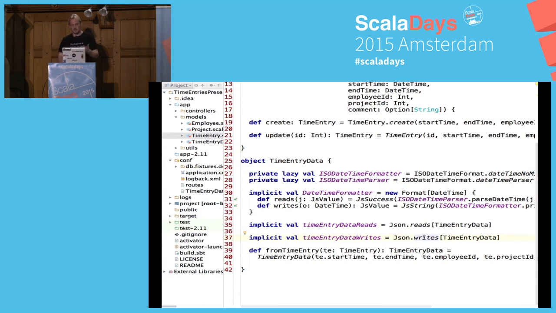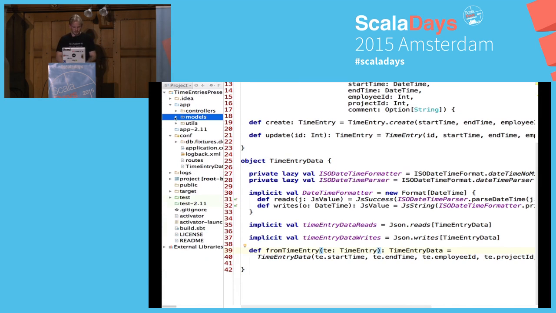What's also nice about this extra layer is that if you have multiple apply methods, you can't do a simple function like this. Then you really have to define a mapping, otherwise Play won't know which apply method to use. The last function I created was the from-time entry, where you have a time entry as an argument, and this will enable you to switch easily between the time entry and the time entry data. So that's all the model classes we need.